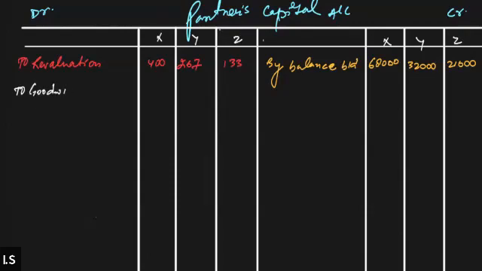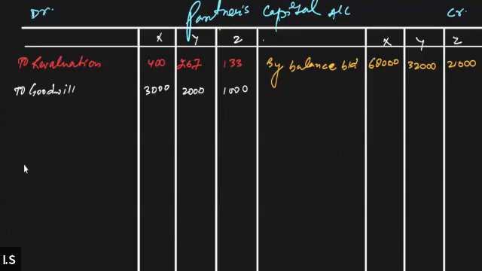So this is the purchased goodwill, and the value of the purchased goodwill given in the question is 6,000. We need to distribute it among partners in their old PSR. So old PSR was 3:2:1. So that means out of 6,000, 3,000 has to be borne by X, 2,000 has to be borne by Y, and 1,000 has to be borne by Z. Got it? Is this clear? Yes or no? Yes, sir.